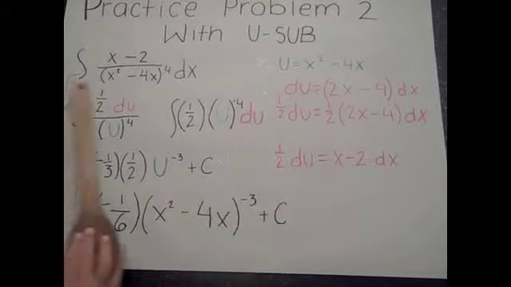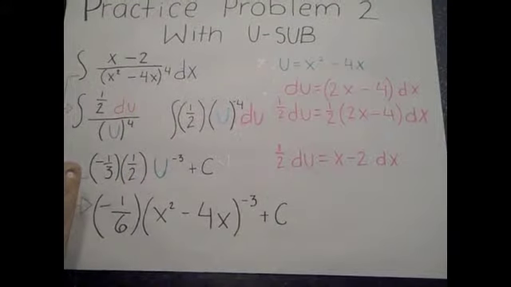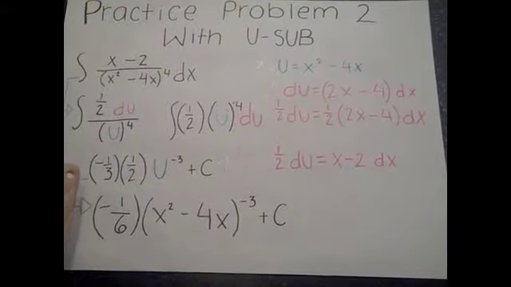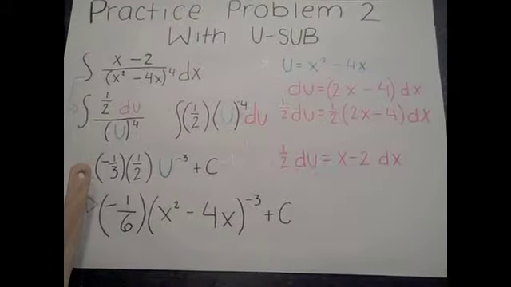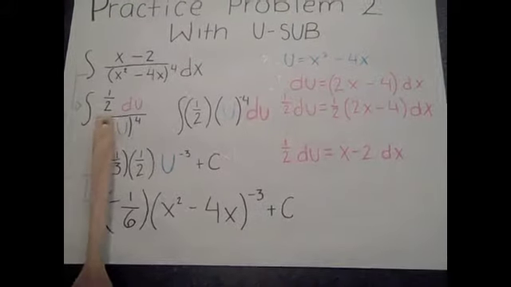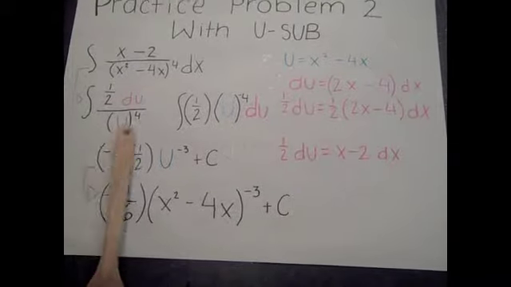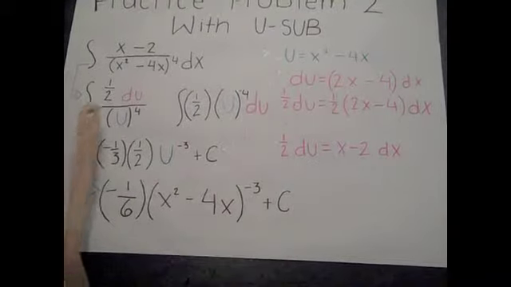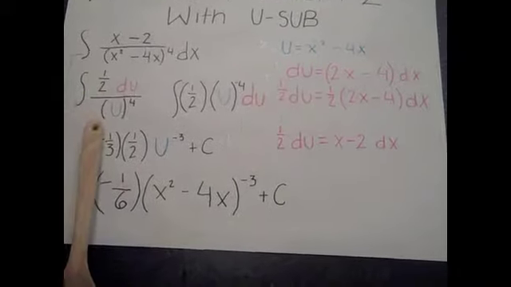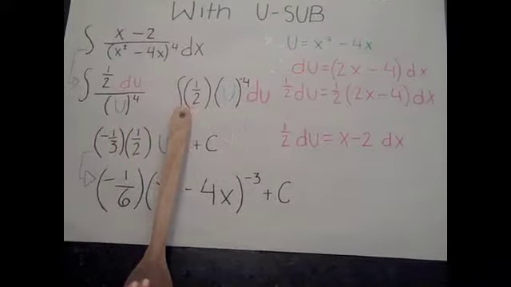At this point, you return back to the original problem and substitute the new parts. The numerator is replaced by 1/2 du, and the denominator by u to the fourth. The integral is now ready to be taken, and the problem has been simplified.